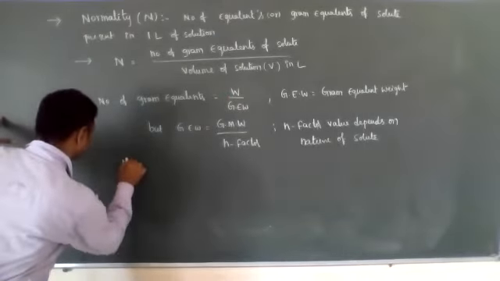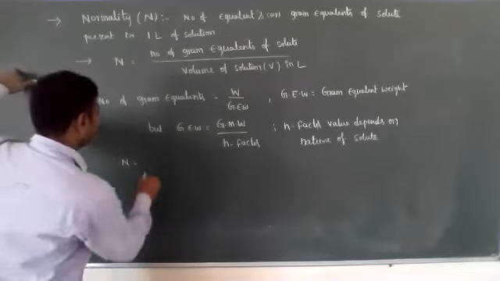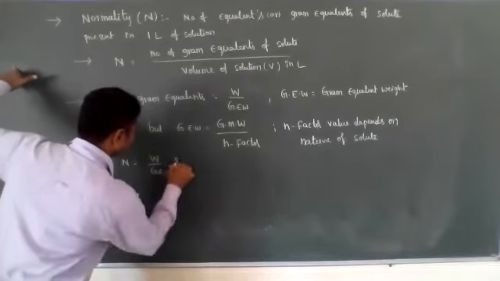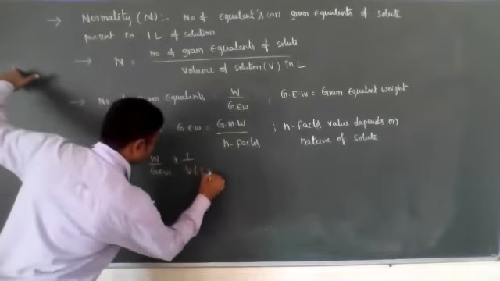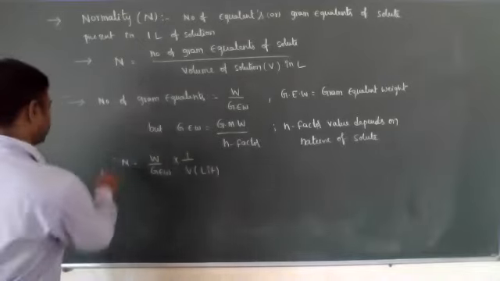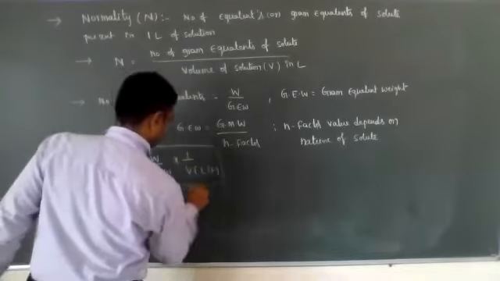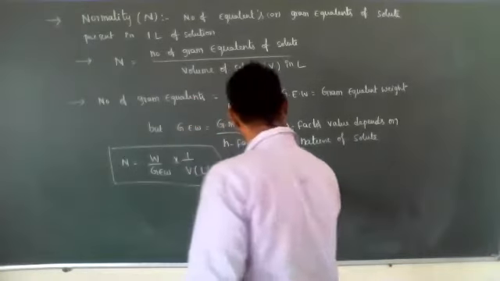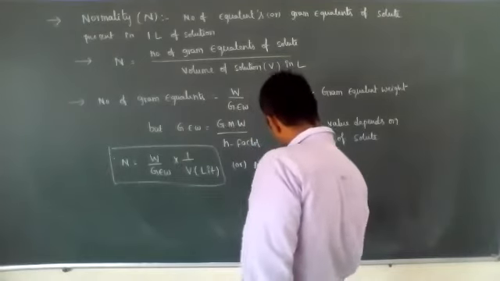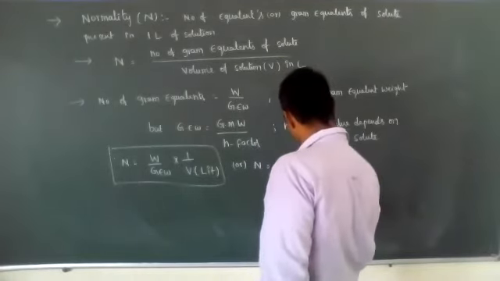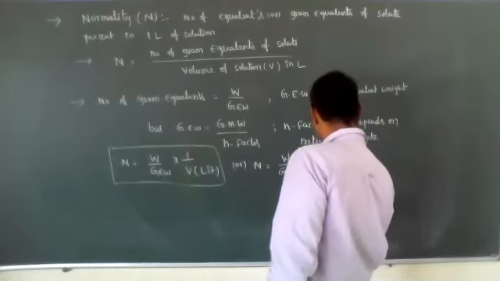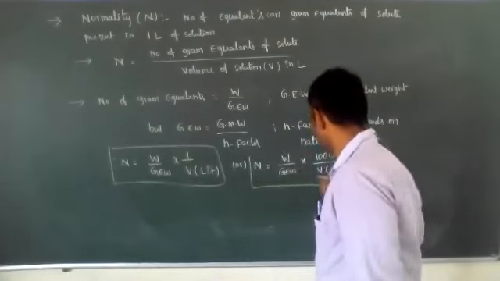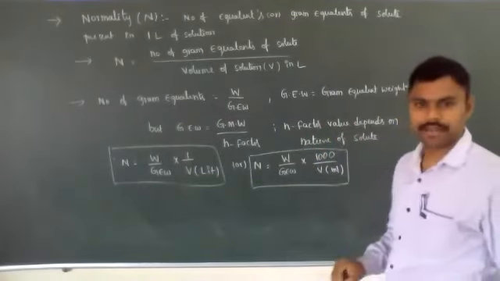Therefore, normality is equal to weight by gram equivalent weight into 1 by V in liters, or normality is equal to weight by gram equivalent weight into 1000 by V in ml. This is the main important formula.